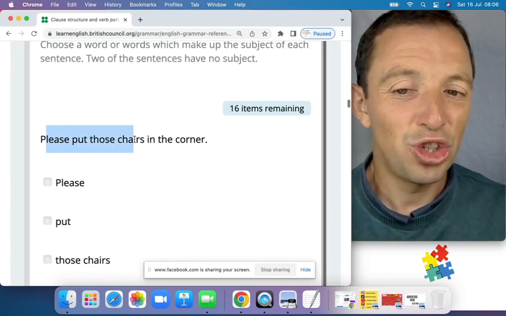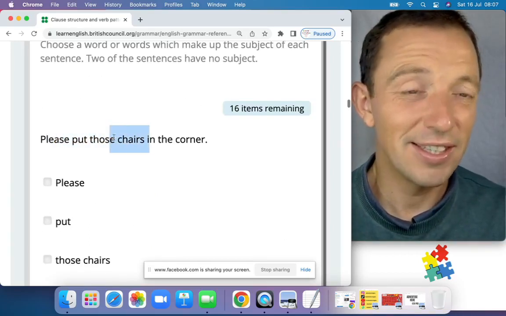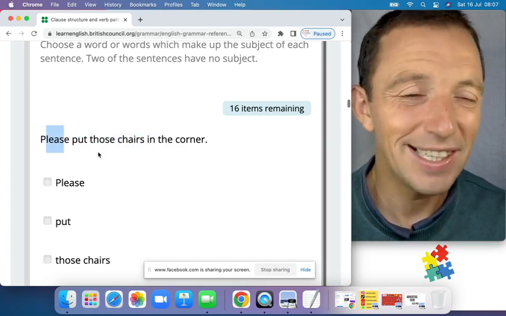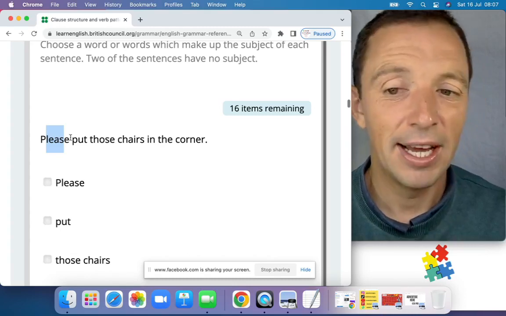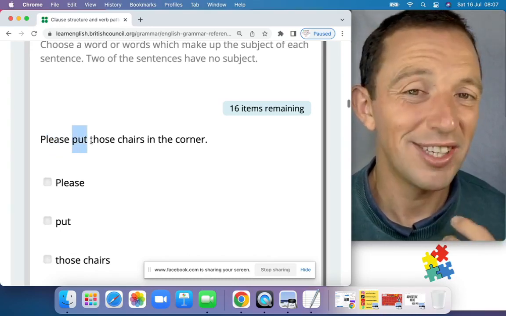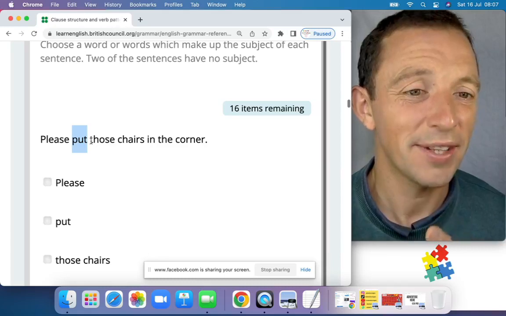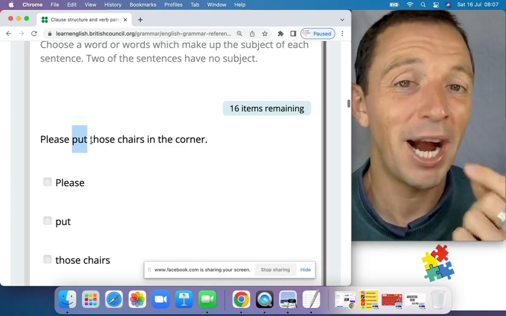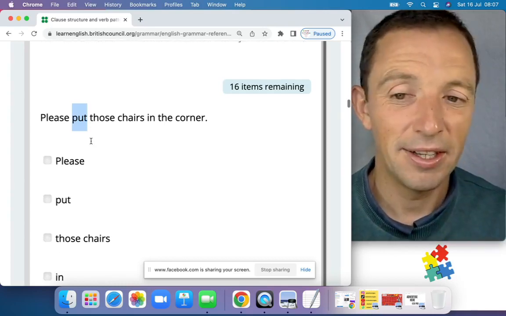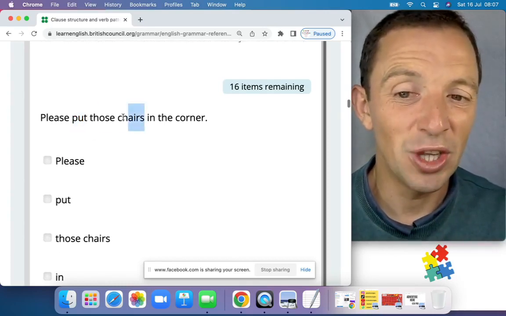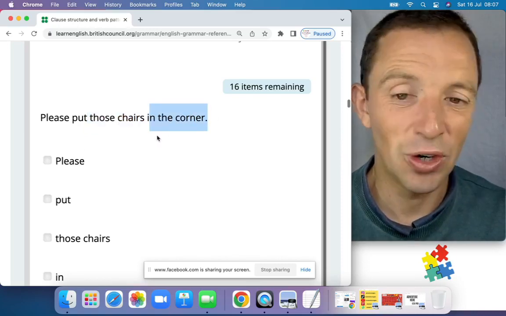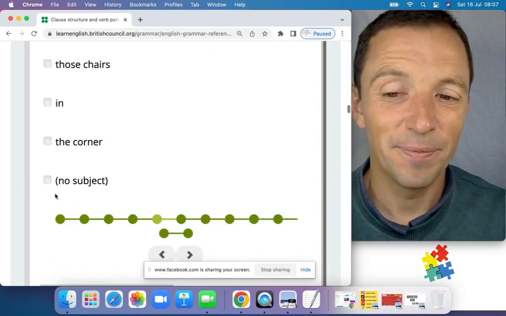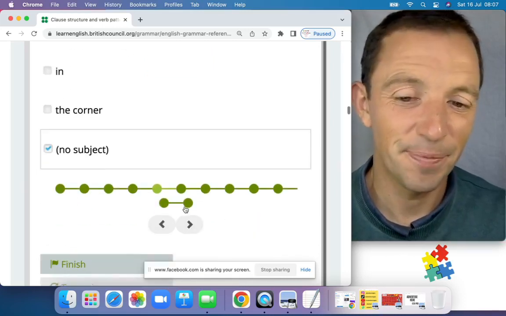Please put those chairs in the corner. Okay, so please is a request. And when you have the request, it's typically the imperative, and the verb is to put. So because it's an imperative, there is no subject. Because it's an instruction, it's a request, it's an invitation, it's an order, imperative. There is no subject. The verb is put, the object is those chairs, and in the corner is another type of object. So what is the subject? Well, there is no subject. Next.